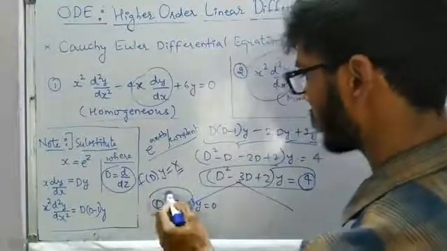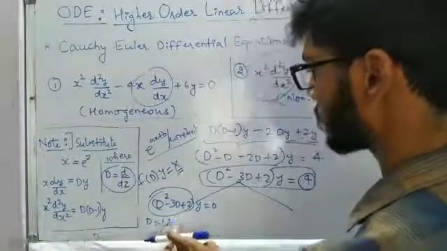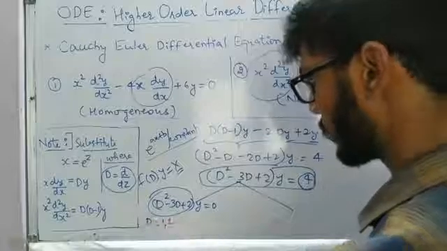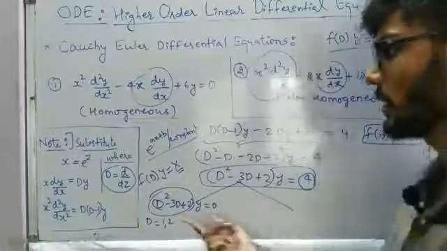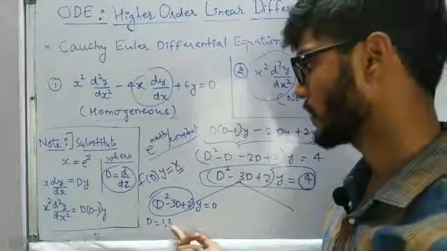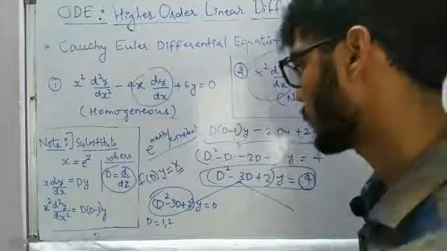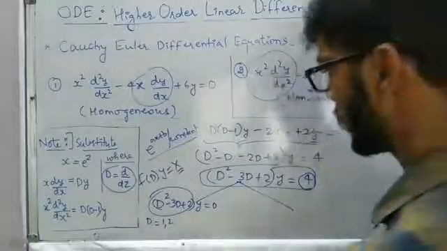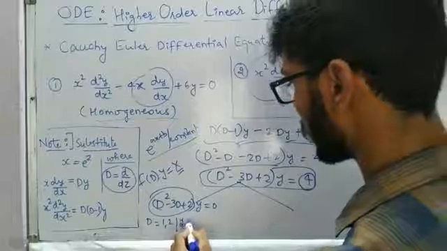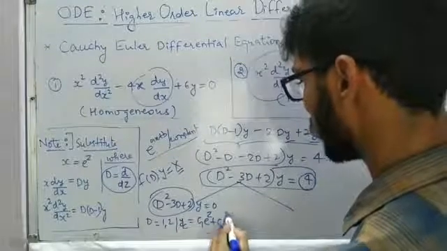So the roots of this particular equation are nothing but 1 and 2, because if I compare it with the standard form, as I said, x² - (α+β)x + αβ, so α+β is nothing but 1 plus 2 is 3, and 1 into 2 is nothing but 2. So the roots are 1 and 2. Again the distinct real roots we are getting, so we are going to write the complementary function as c1 e^z plus c2 e^(2z).